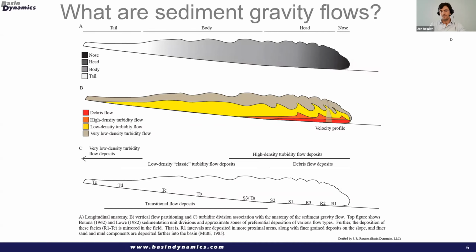And this image at the bottom is basically reflected in the basin. So the coarsest grained deposits, the R1, R2, R3 deposits, which we'll look at later in this talk, are deposited in more proximal zones. And the TC, TD, TE deposits, in theory, are generally deposited in higher abundance in more distal parts of the basin.